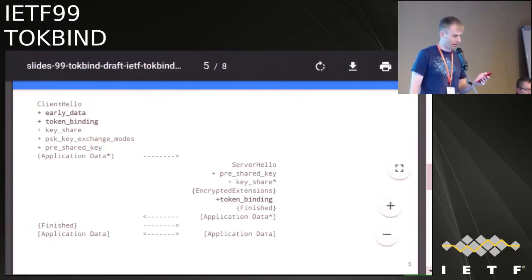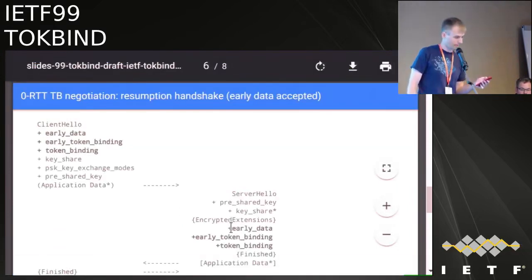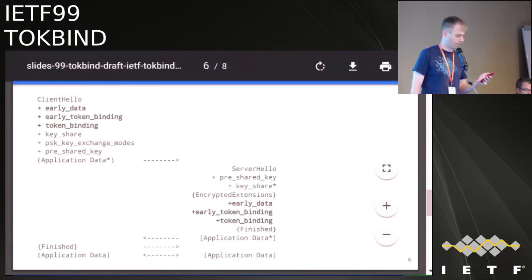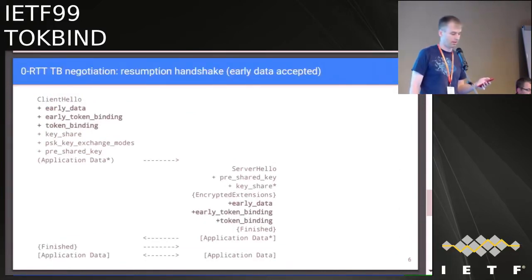So next slide. You see what this looks like when the early data and early token binding is accepted. The client includes early data, early token binding, and token binding extensions.